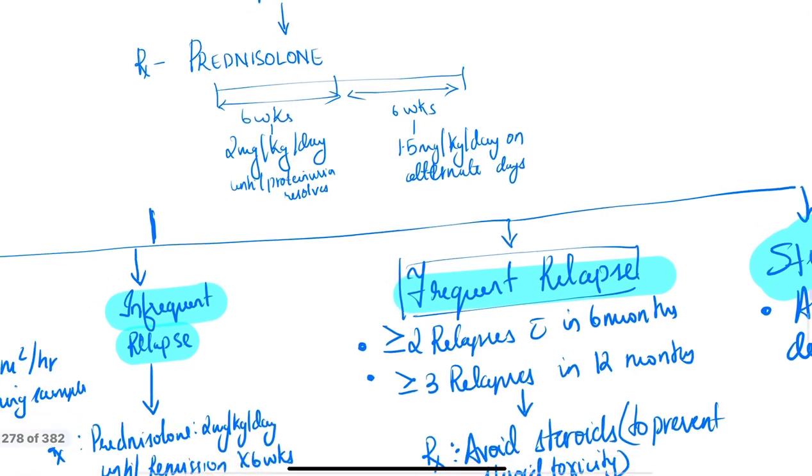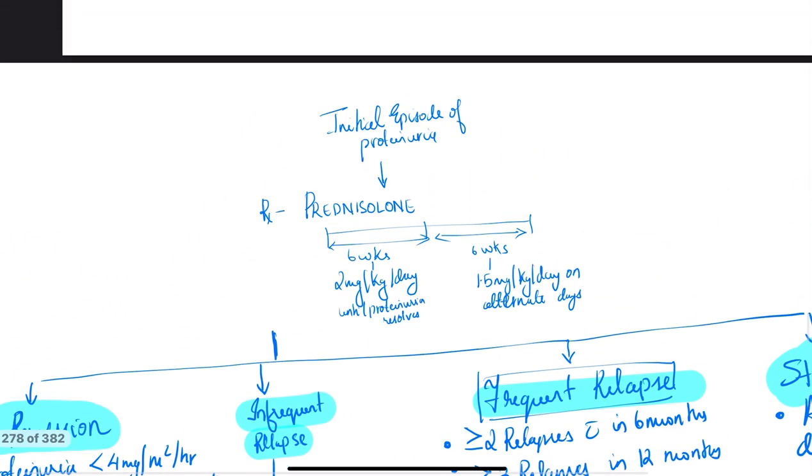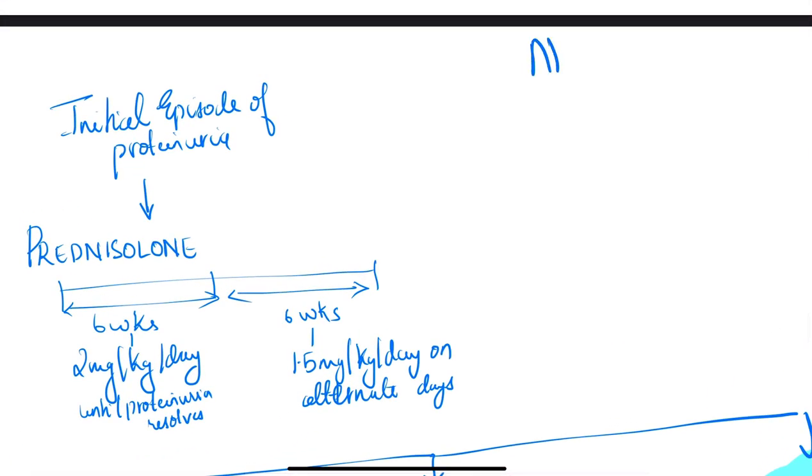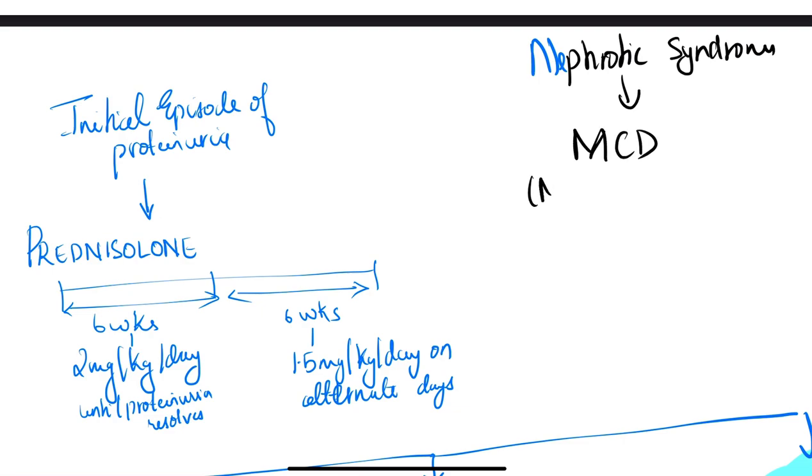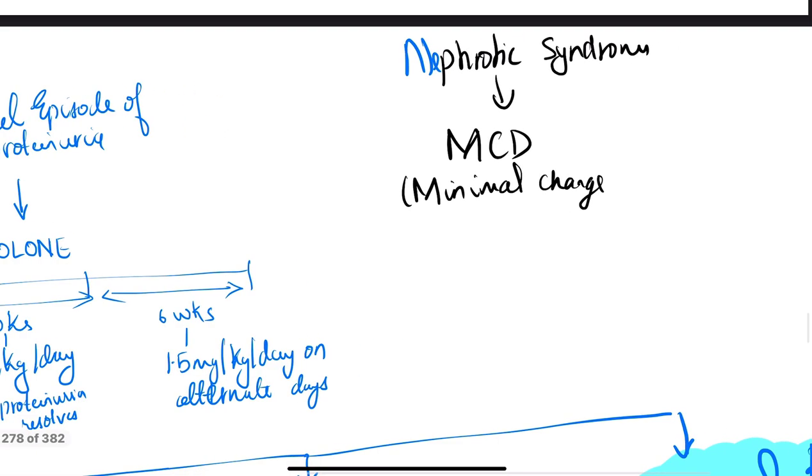Okay, so coming to the management per se, the type of nephrotic syndrome most commonly seen in children is minimal change disease. As the name suggests, there's only minimal change. You can see there'll be issues with respect to the podocytes.